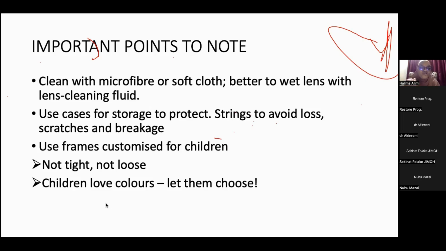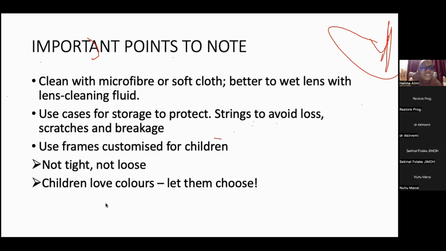Customized frames for children, because we have situations where people try to manage adult frames for children. This is totally inappropriate because there's something called centration. The center of the child's eye should be looking through the center of the child's lens. That's the best part of the lens for vision. So you need to have your children use customized pediatric frames for best fit. The frame shouldn't be too tight, and it shouldn't be too loose. You don't want it falling off, but you don't want it so tight that the child is uncomfortable, it's eating into the skin and giving them pain at pressure points.